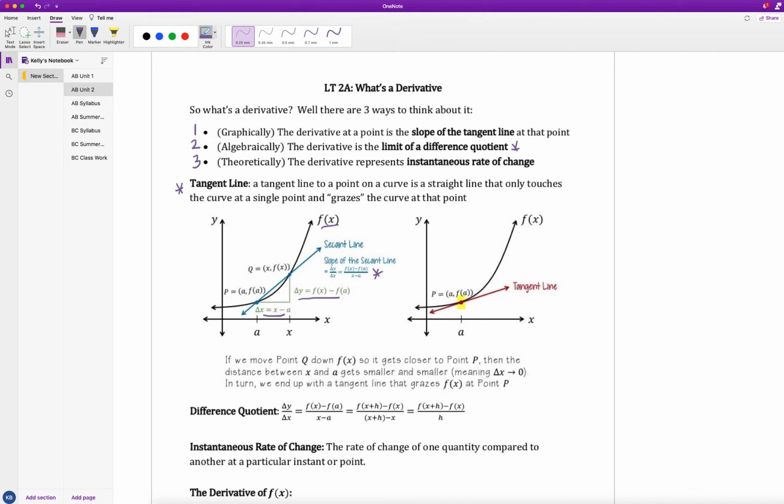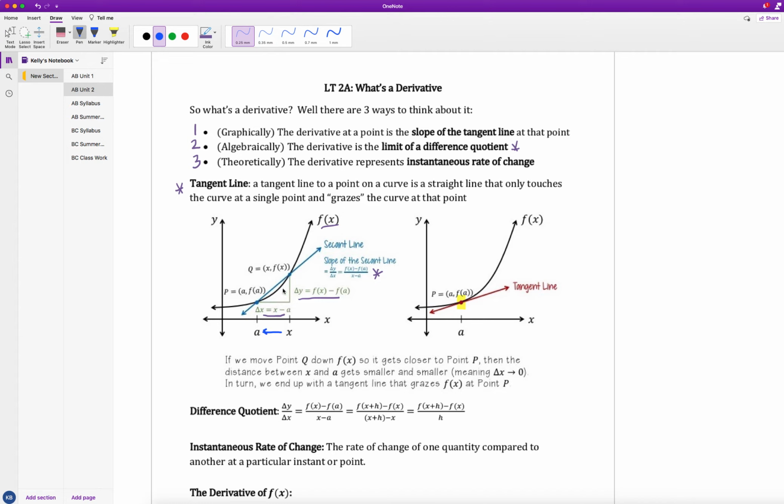Now, how do we get a secant line to a tangent line? What we would do is move point Q down f(x) so it gets closer and closer to point P. In doing so, I could create a bunch of secant lines on here. If I move point Q down to this point, I would have another secant line that would run through those 2 points, and I could do this an infinite amount of times until I end up with point Q on top of point P. What is important to notice is that the distance between our x and our a value is getting smaller and smaller.